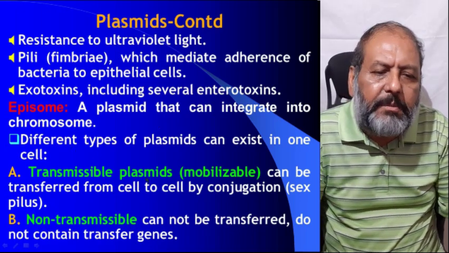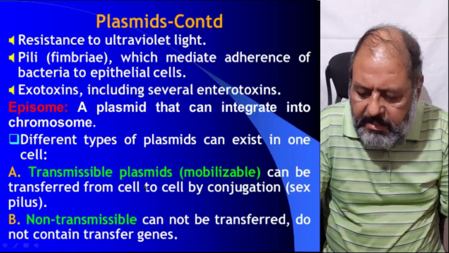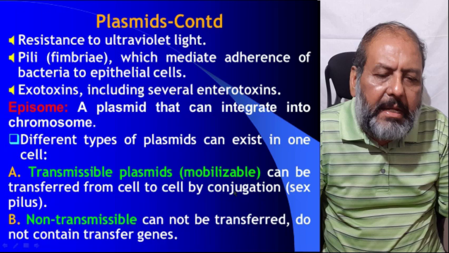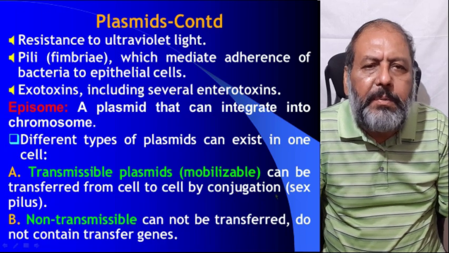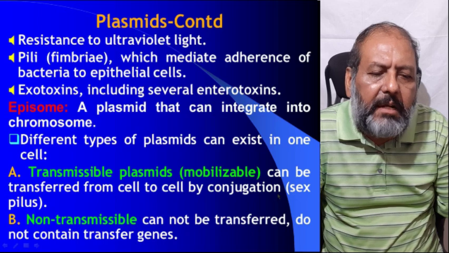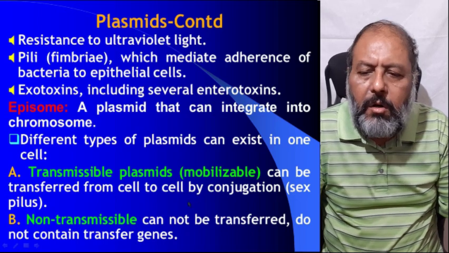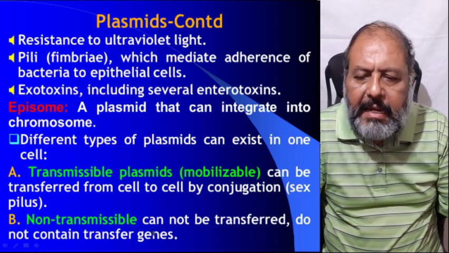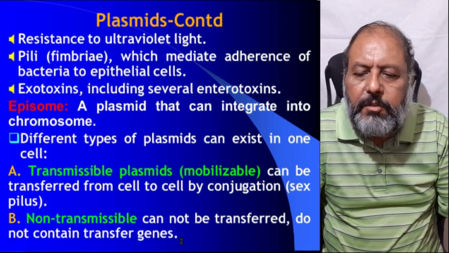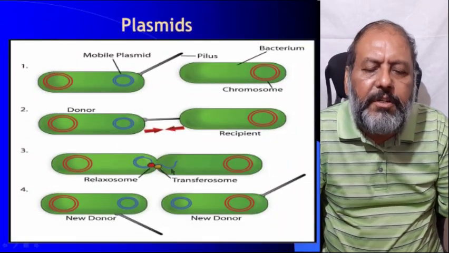Different types of plasmid can exist in one cell. These are transmissible plasmids or mobilizable plasmids, as the name indicates. They can be transferred from cell to cell by conjugation or the sex pilus. The other type is non-transmissible, which cannot be transferred, so it does not contain transfer genes.